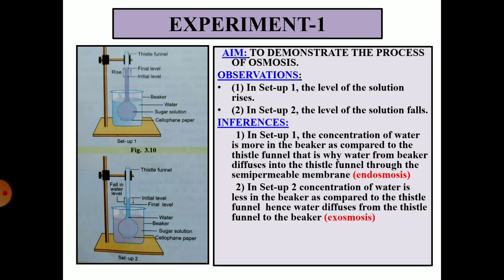In setup 2, the concentration of water is less in the beaker and more in the thistle funnel, because the thistle funnel has pure water, and in the beaker there is a concentrated solution, say 20% concentrated solution of sugar. Hence, the water moves from the thistle funnel to the beaker. This is known as exosmosis. Okay, in the previous one it went inside, so it was known as endosmosis. Here it is moving out, hence it's known as exosmosis.